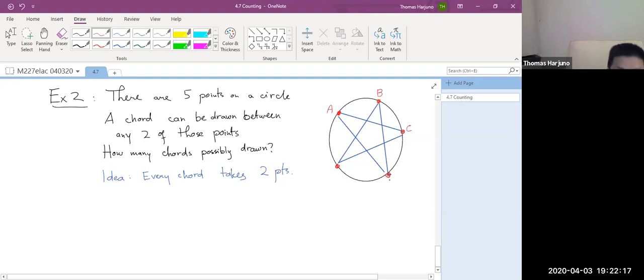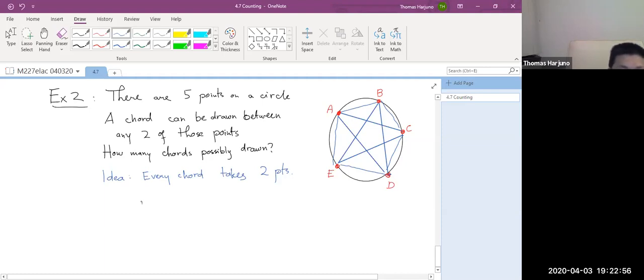2 points of those 5 points. So if I name it A, B, C, D, E, then the number of chords we can draw depends on how many pairs of 2 letters I can draw. Okay, A B, A C, A D, A E, B C, B D, B E, C D, C E, D E, right? Then how many are there in total?